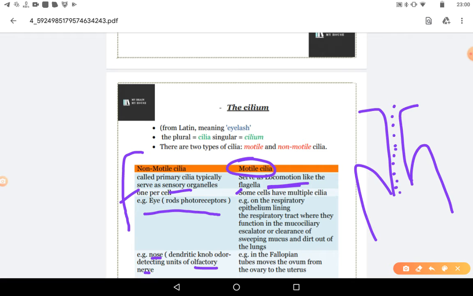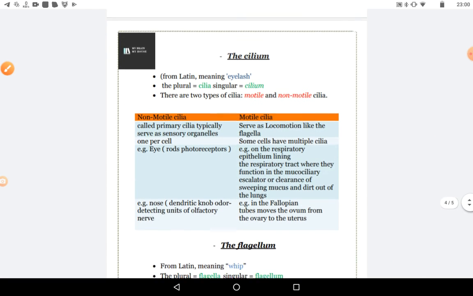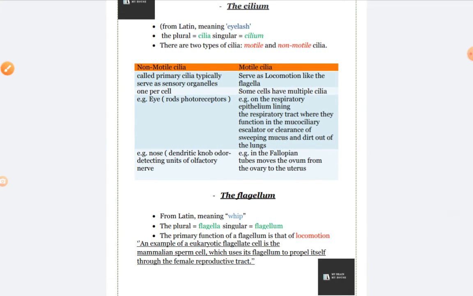Or in the fallopian tubes, they move the ovum from the ovary to the uterus. While the flagellum, from the Latin word meaning whip, plural flagella, singular flagellum, has the primary function of locomotion. An example of a eukaryotic flagellate cell is the mammalian sperm cell, which uses its flagellum to propel itself through the female reproductive tract.